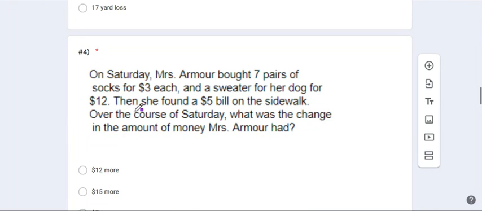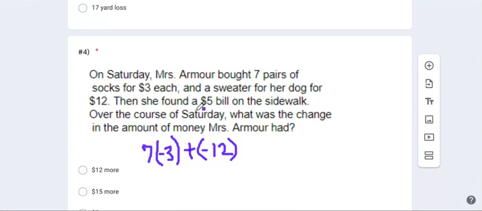All right, number 4, on Saturday, Mrs. Armour bought 7 pairs of socks for $3 each. So 7 pairs of socks, and she spent $3 each on those. So I'm going to put a minus 3 because she's paying $3 for each of the 7 pairs of socks. So 7 times negative 3, that's negative 21. That's how much she spent on the socks. But she also bought a sweater for her dog for $12. So I'm going to add negative 12 because she spent $12 on the sweater.